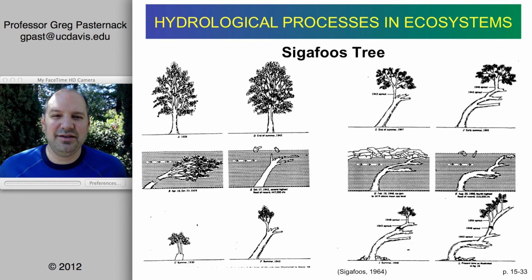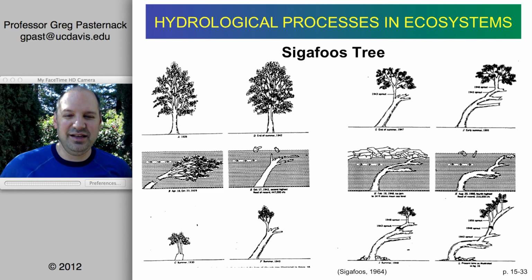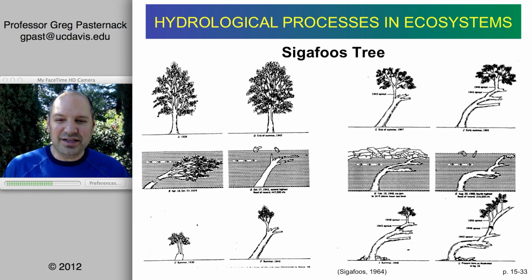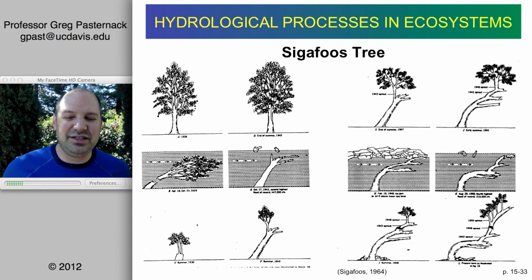Yes, my good friend the Sigafoos tree. So how do we know that rivers are actually flooding out onto the land? And for those of you in my field methods class, if you've taken that before, you know that I always like to take you out and torture you as you look around the land and try to see, what is it that Greg's seeing here? How does he know that the land is doing what he says it's doing?